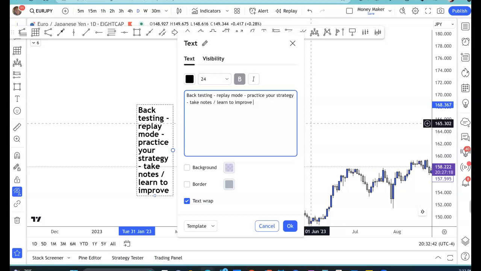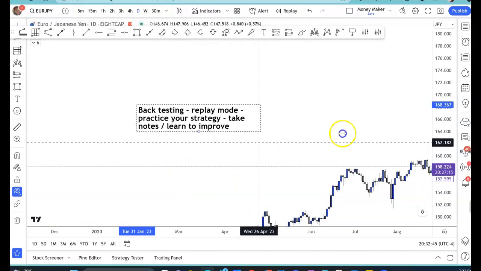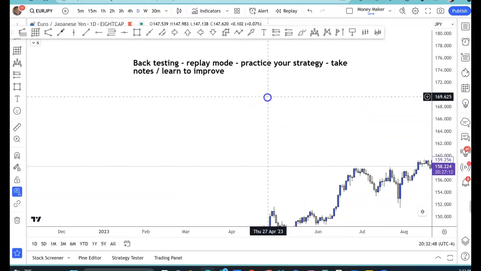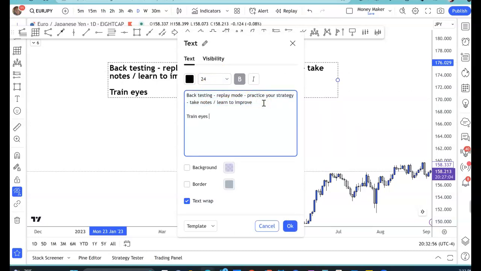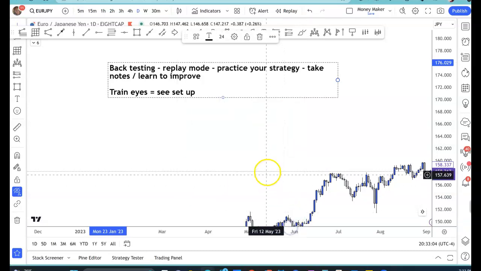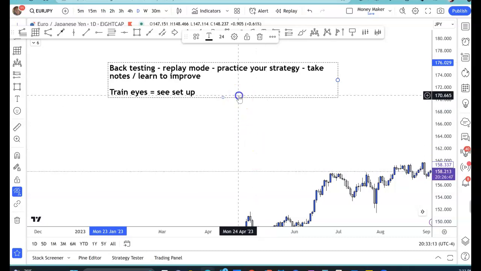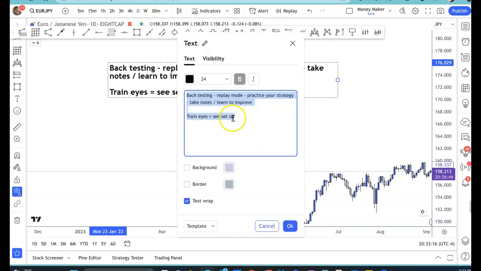top-down analysis. You are pretty much putting this chart in replay mode to also train your eyes. So let me put that on here. You want to train your eyes on looking for the setup so you can see the setup clearly. And you can do that by going back in time and moving the market forward. The power of back testing can help you improve your chart time. Okay. And so that can speed up your learning curve.